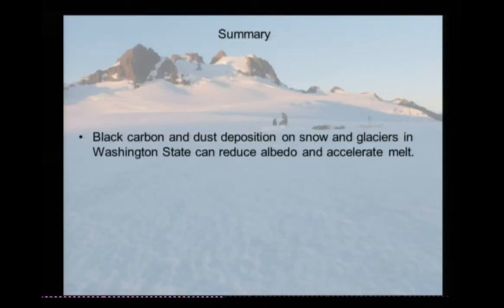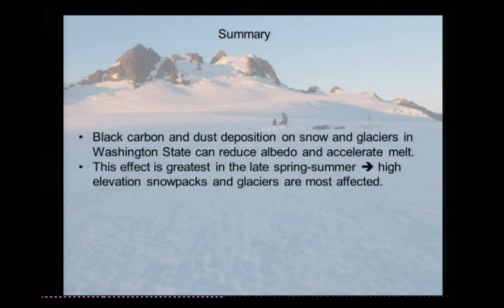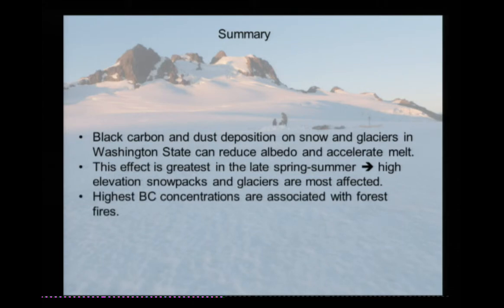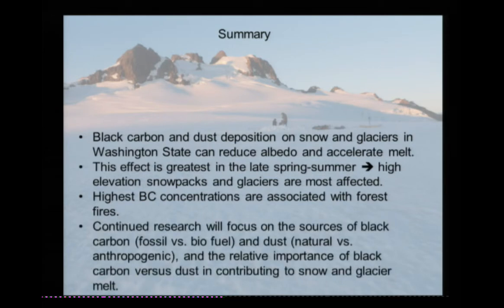So basically where we're at right now is we know that black carbon deposition is happening at certain times in high enough concentrations to be contributing to melt. It's going to be high elevation snowpacks that are most affected. And the highest concentrations that we observe in the region are from forest fires, particularly on glaciers when we have forest fires coincident with snowpack on the ground. So we need to do more work to look at the efficacy of black carbon versus dust deposition on the glaciers, because oftentimes we have much higher concentrations of dust than black carbon.